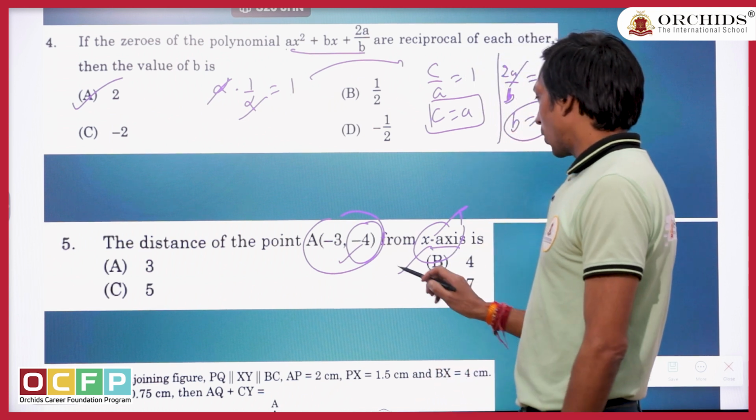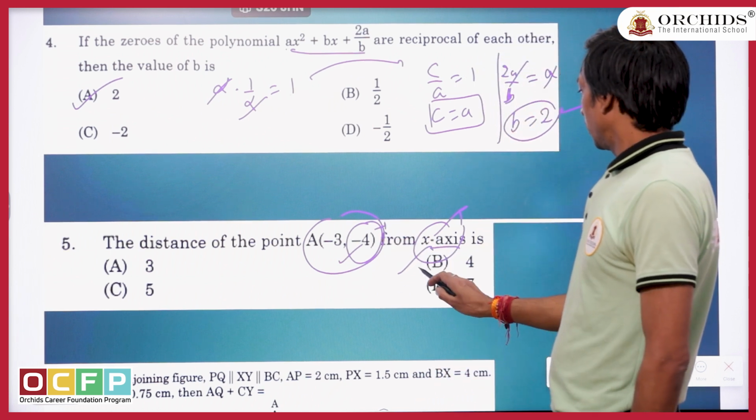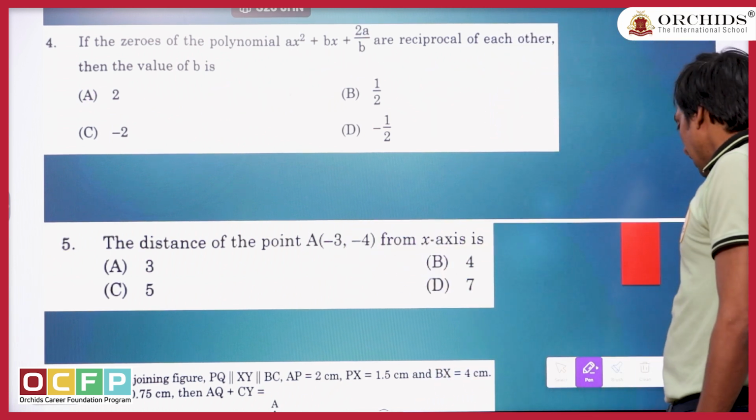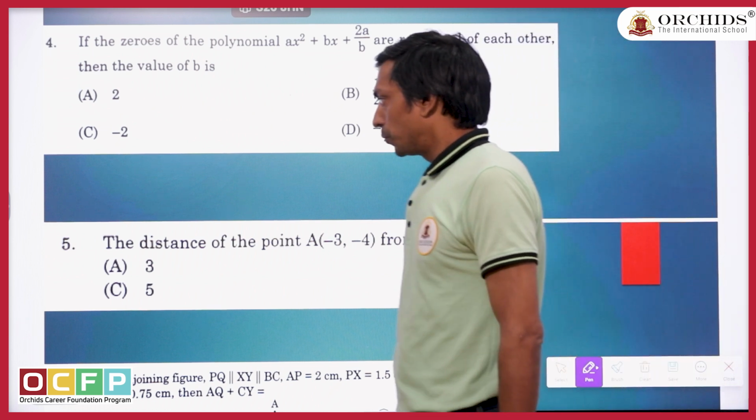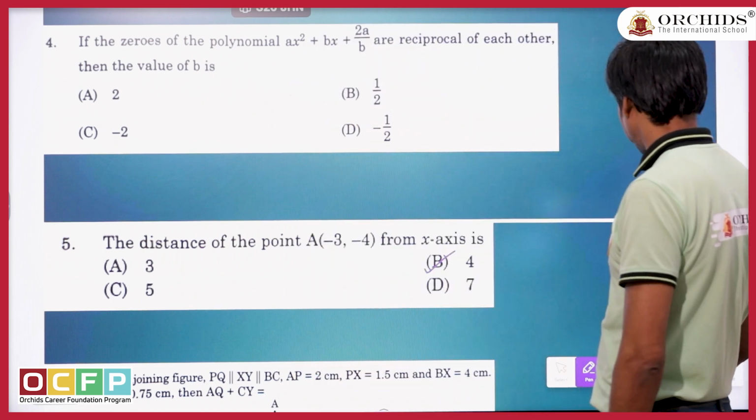So how much will the distance from the x-axis be? The value of its ordinate. That is what? The positive value of the ordinate. What is that? 4. So the answer for this question is what? 4 for the 5th question.